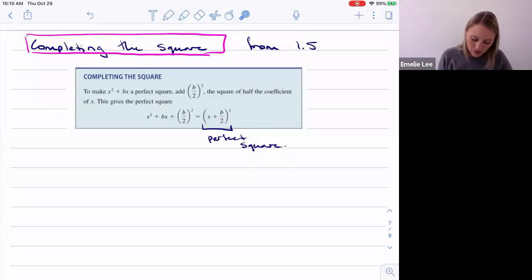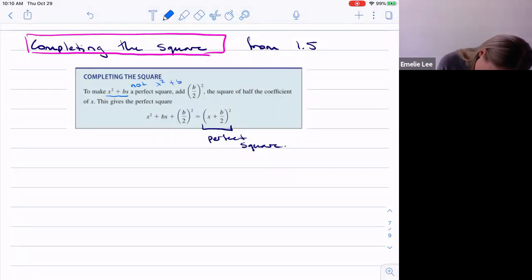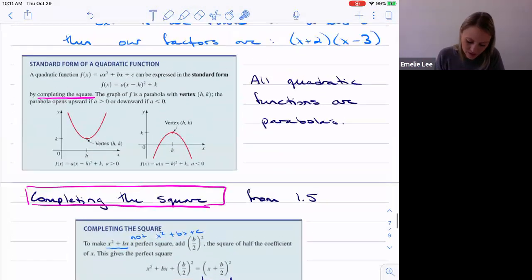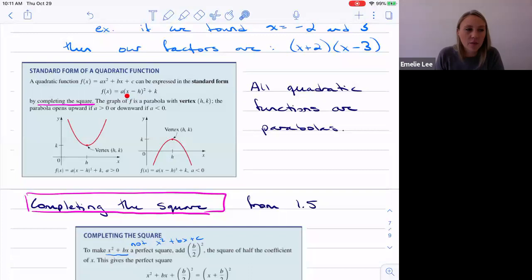Okay, so here I'll just make a note. So not x squared plus bx plus c, right? That plus c is going to be separate. So what we're going to do is cut off the plus c and keep it off to the side and then deal with that. And then we're going to complete the square to get it into this form, right?